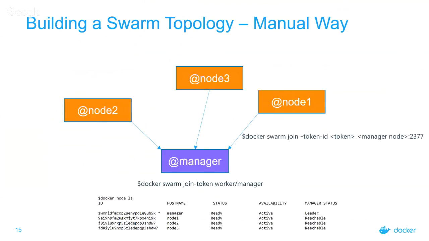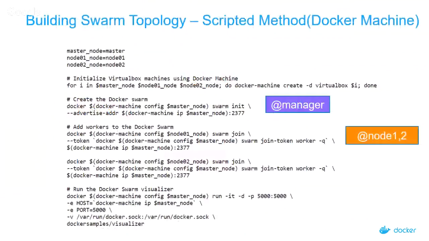Now, if you want a scripted method rather than doing it manually, today you can use Docker Machine to set up your swarm mode cluster. This is a snippet of a script which will help you set up a 2-node swarm mode cluster.